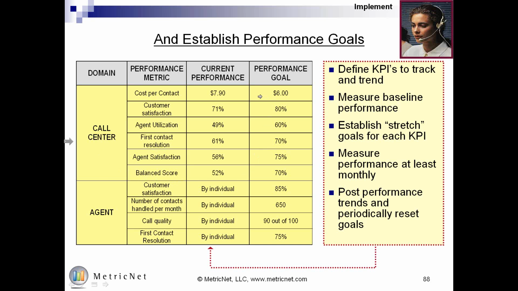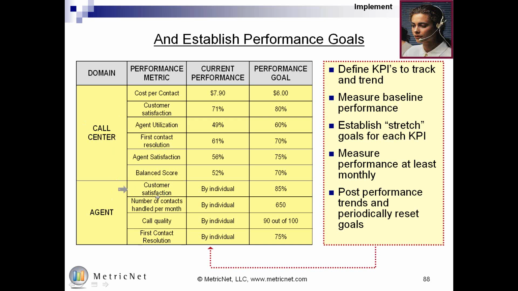What I'm showing here is an example of a call center that established goals around cost, customer satisfaction, utilization, and the like, but they recognized that they had to drive the performance goals and standards down to the individual agent level, because call centers can't be held accountable for anything. They are not a living, breathing entity. The agents can be. And so it's important, if you establish call center goals, and you should, push them down to the individual agent level.